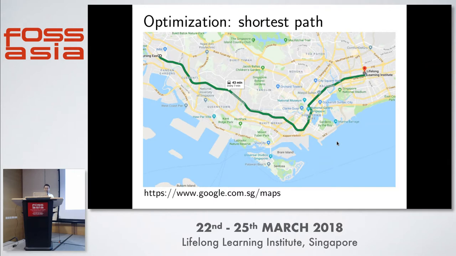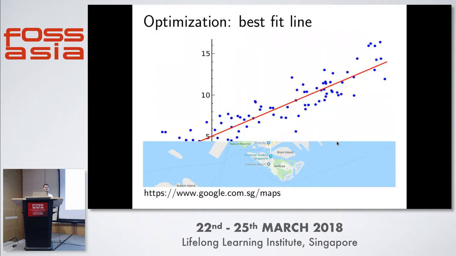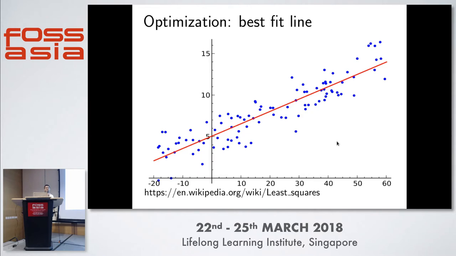Another kind that you definitely did yourself back in school was when you did some experiments and you wanted to find a best fit line, which tells you the theory of this particular phenomenon. And the line has to be sort of close to all the experimental points. So this is also some kind of optimization because the line has to be as close as possible to all the points. Of course, it's not possible because the points are spread out.